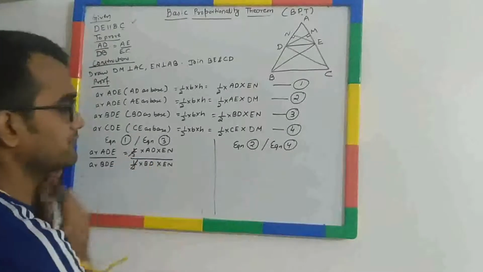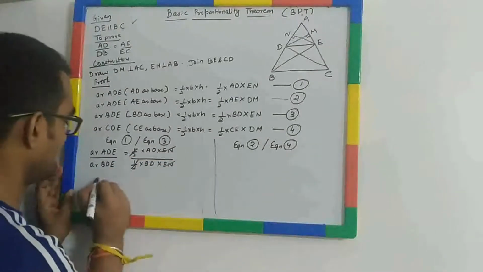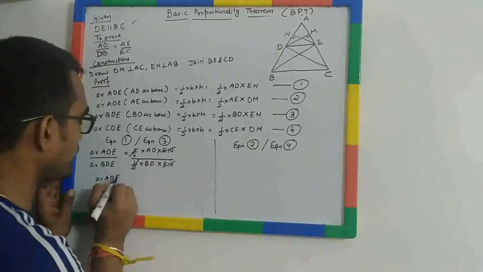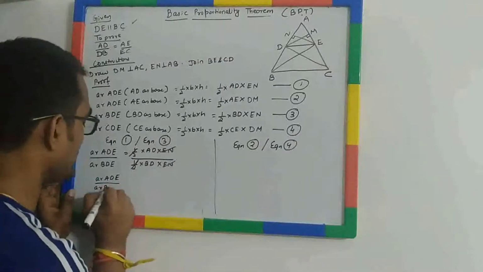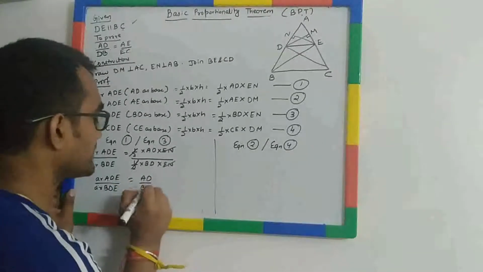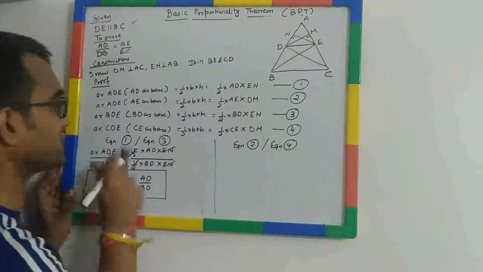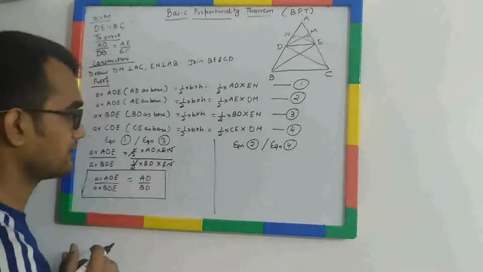Half and half will get cancelled, EN and EN will get cancelled. The remaining is area of ADE upon area of BDE is equal to AD upon BD. This we got by dividing equation number 1 by equation 3.